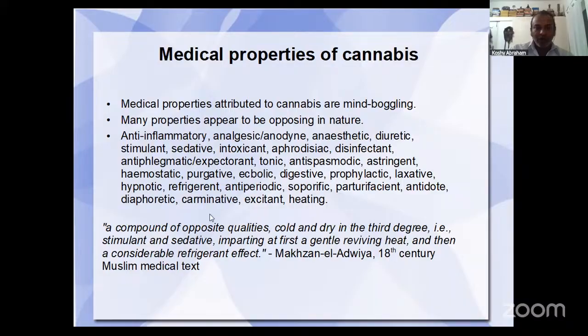In terms of its opposing qualities, we see the Makhzan al-Adwiya, which is a 16th century Muslim text, talking about how it had these opposing qualities. It would be both cold and dry, stimulant and sedative, and it would initially make you feel warm and cool you down after that. We see the opposing effects, especially with regard to the aphrodisiac quality, where the common man often used it to stimulate sexual excitement, whereas the sadhu or the holy religious person used it extensively to take his or her mind off the physical pleasures of the body.